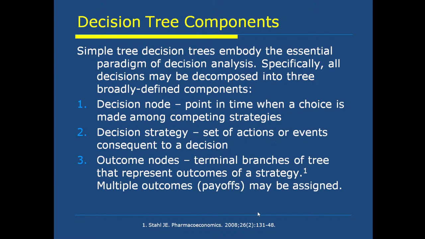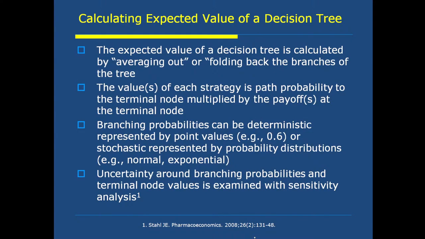Outcome nodes are the terminal branches of the tree that represent outcomes of a strategy. For multiple outcomes, payoffs may be assigned. The expected value of a decision tree is calculated by averaging out or folding back the branches of the tree. The value of each strategy is the path probability to the terminal node multiplied by the payoffs at the terminal node.